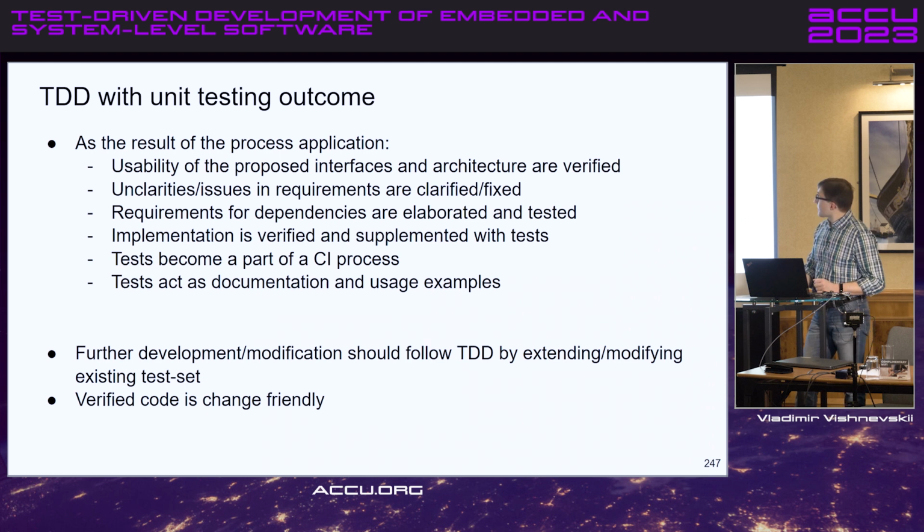We also verified the implementations and supplemented them with tests. Then tests can become a part of CI. And tests document the usage, because we had a lot of examples of how we could use our components. We could then do further development following the same TDD approach, of course. So we should do that. And with the verified code and the CI process in place, we keep the verified code change-friendly. So we can do that further.